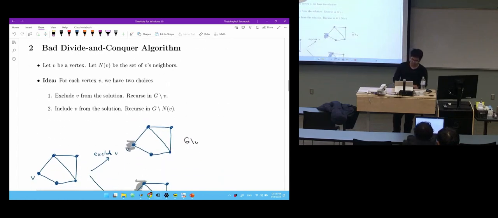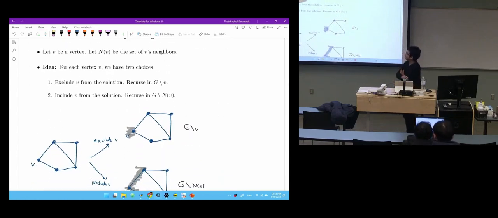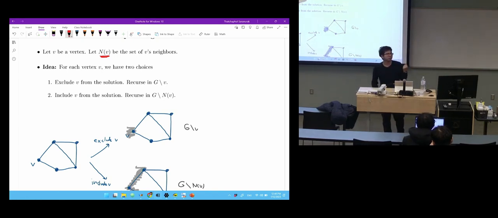Okay, so let's say that V is just any vertex in the graph. Let's define N(V) to be the set of neighbors of V. All the nodes that are adjacent to V are the set of neighbors of V. That's N(V). Okay. So now the idea is that if you pick any vertex V, there are really just 2 choices that you can make, right? Whether you want to include V in your solution or not. If you want to exclude V from your solution, well, then you just forget about V.